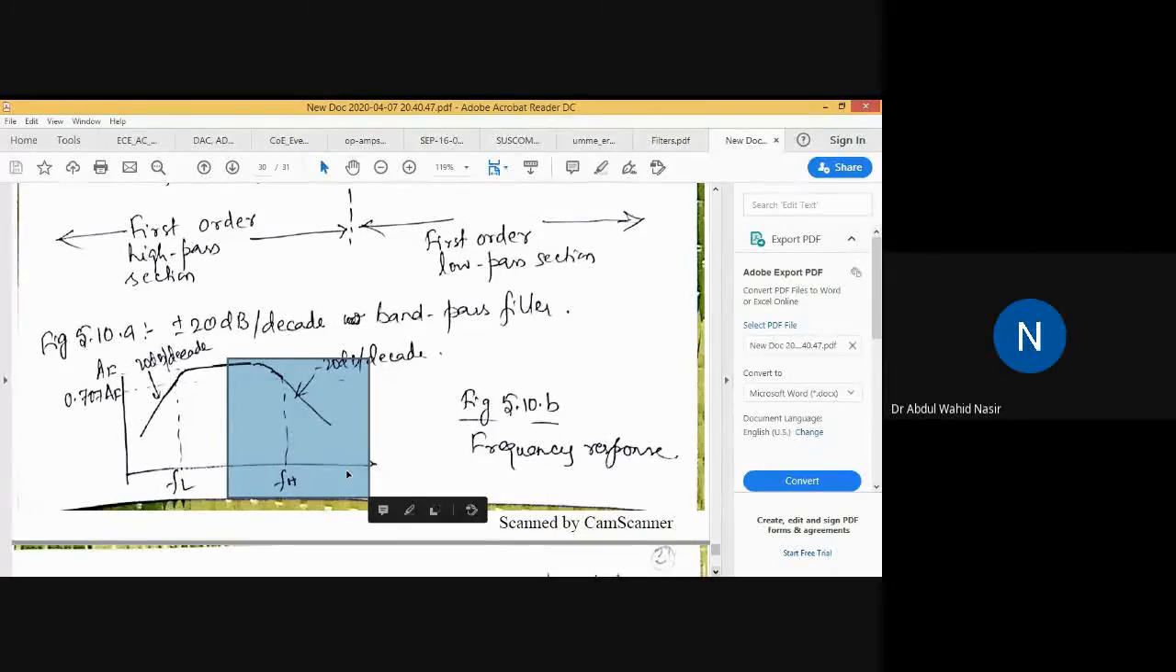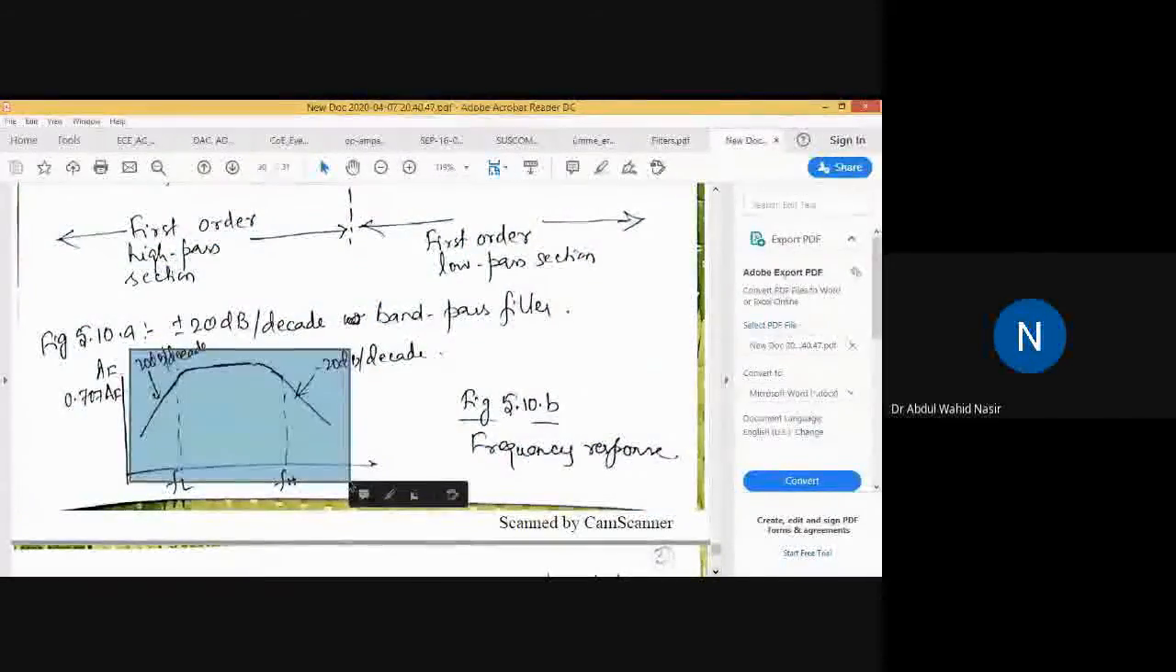So if you cascade a high pass and a low pass filter, you will end up having this frequency response. In this way, you can have the band pass filter. Now the thing is that you have to select the values of R and C such that you have proper FL and proper FH.